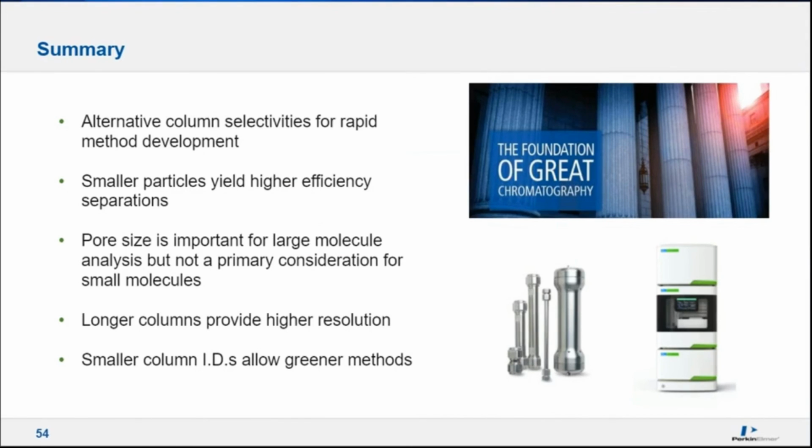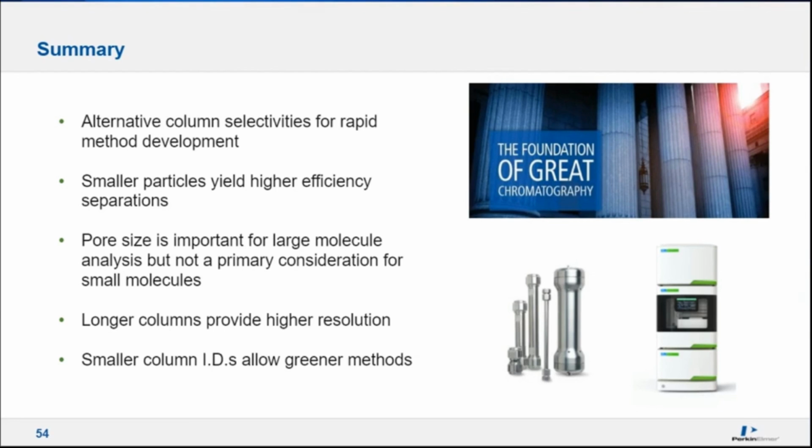So in summary, it is clear that the C18 still remains the workhorse stationary phase for HPLC. However, alternate selectivities are useful for rapid method development, as well as improving resolution, showing orthogonality, and other factors that are useful with the alternative phase chemistries. Smaller particles yield higher efficiency separations. However, the HPLC must be engineered to utilize these smaller particles.